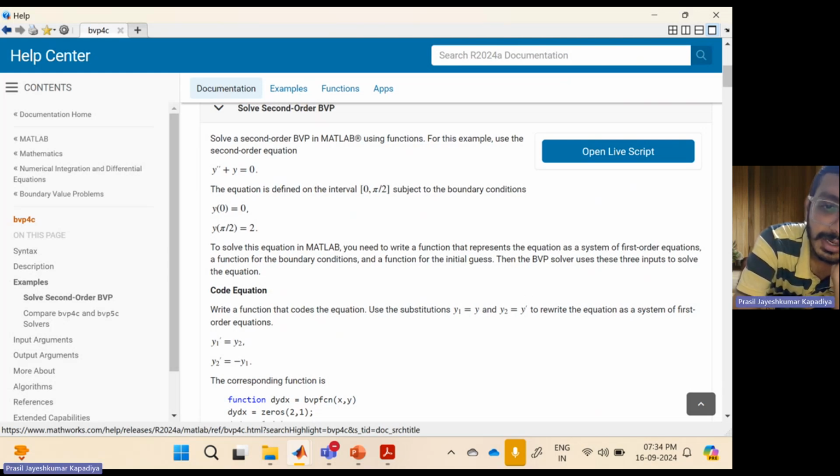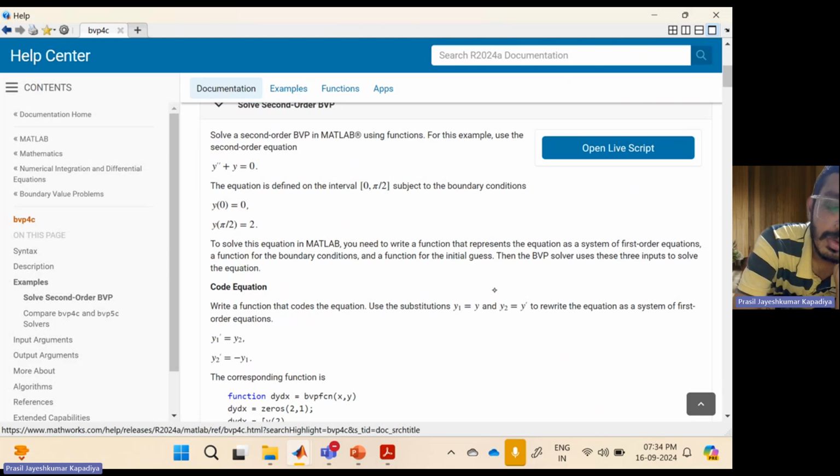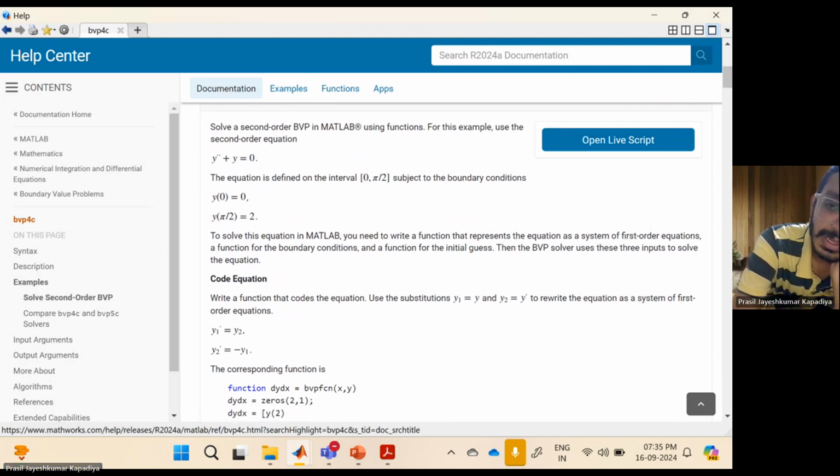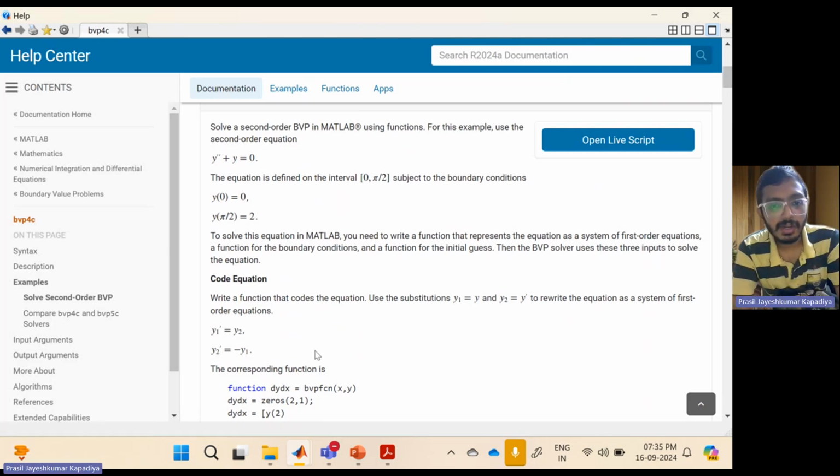Y2 is my y prime, correct? So y1 prime will be equal to y2, and y2 prime will be equal to the negative of y1. So this is my equation: y2 prime is equal to minus y1. What we did was convert this d square y by dx square in terms of y prime.